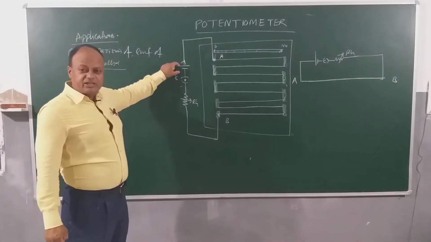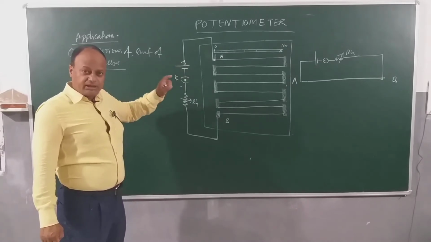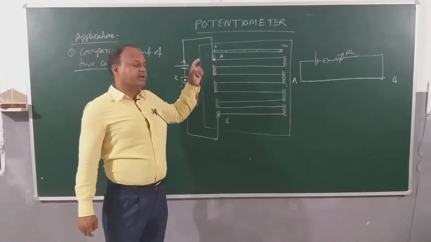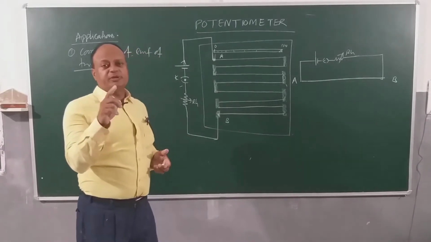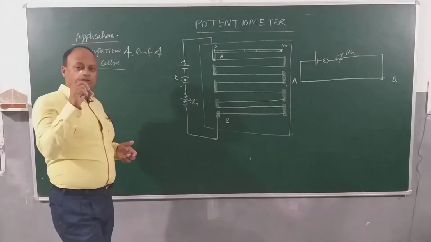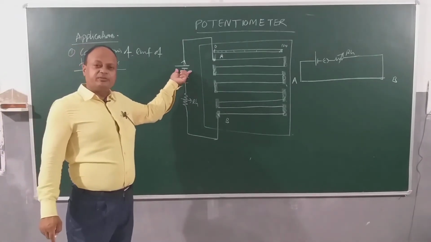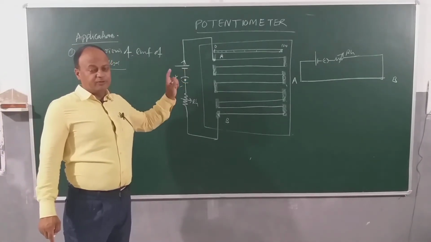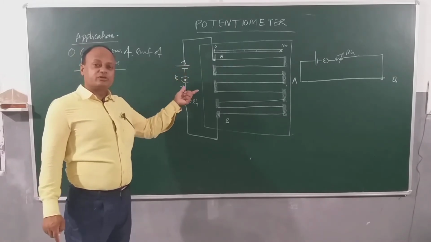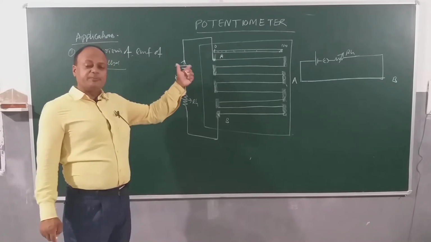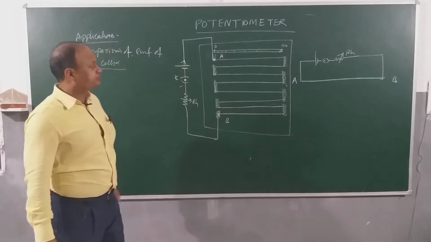if I am applying here suppose a 2 volt cell, then I can only compare EMFs which are less than 2. Means the EMF which has to be compared has to be less than the EMF of the driving battery. It's very important for you to understand. If this is 2 volts, I cannot compare more than 2 volts. If it is 4 volts, I can compare anything which is less than 4 volts. Clear?